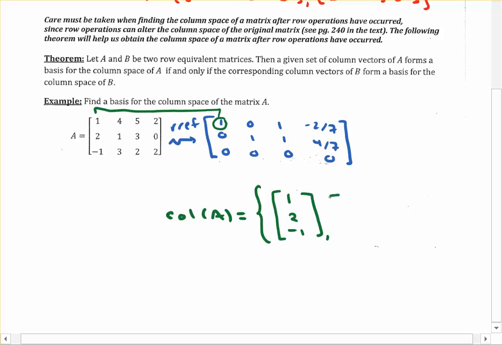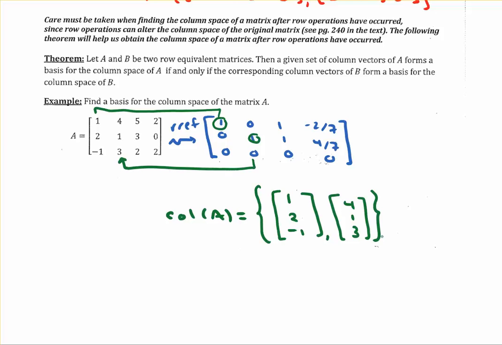And then there's one more column that contains a leading one, and that's column 2. So column 2 will link back to column 2 of the original matrix A, and instead of using 0, 1, 0, we'll use 4, 1, and 3 as the second and final basis vector for the column space of the matrix A. So that's the care that we have to take when we're finding the column space of a matrix A after it's gone through Rref.